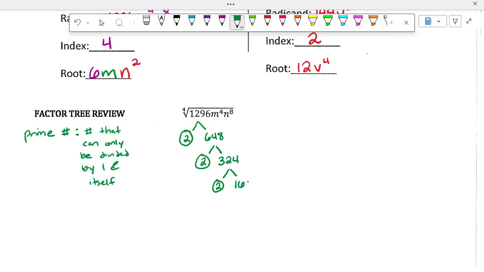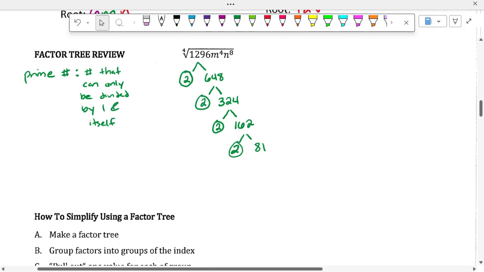162. 162 is clearly not prime. Keep going. Divide by 2 again. All right. 2, and how many times does it go into 162? 81. Now, is 81 prime? Oh, no, it's not. So we got to break down 81.